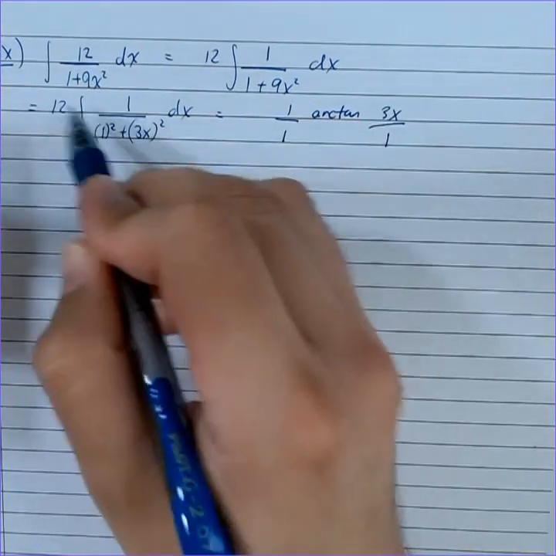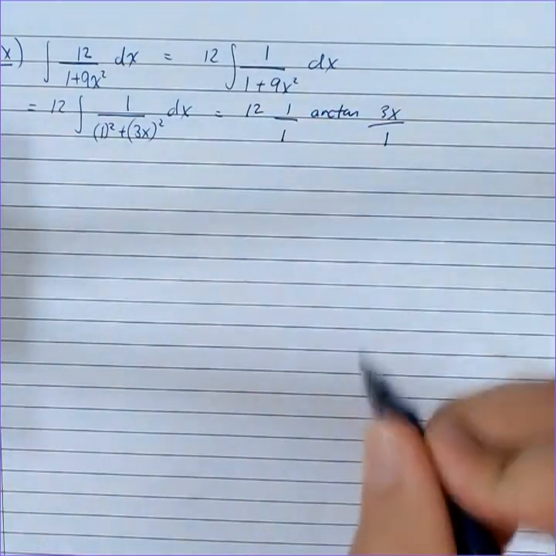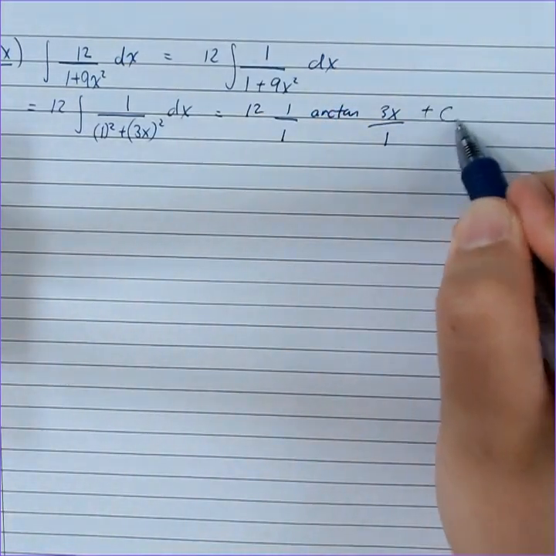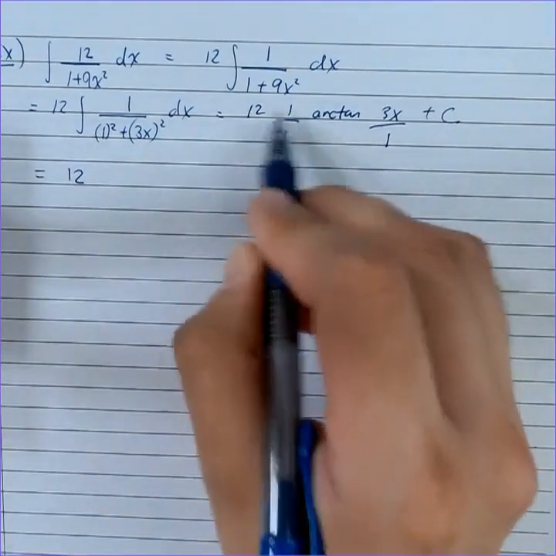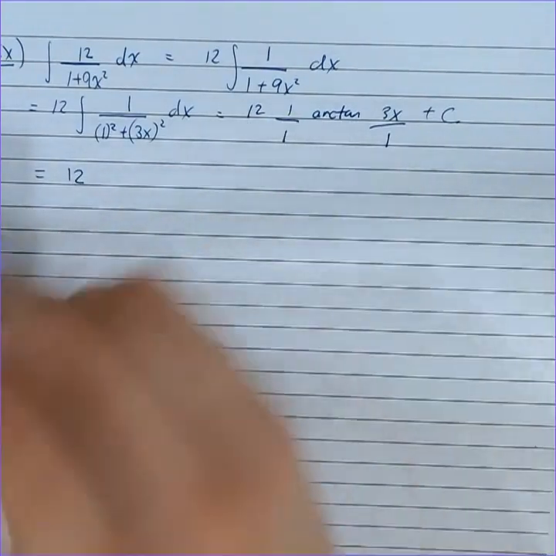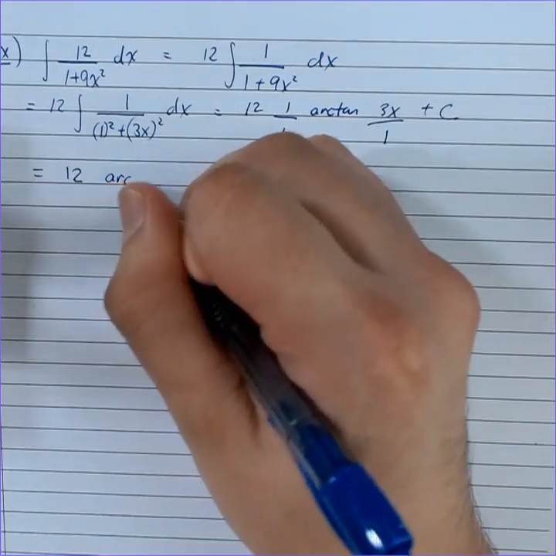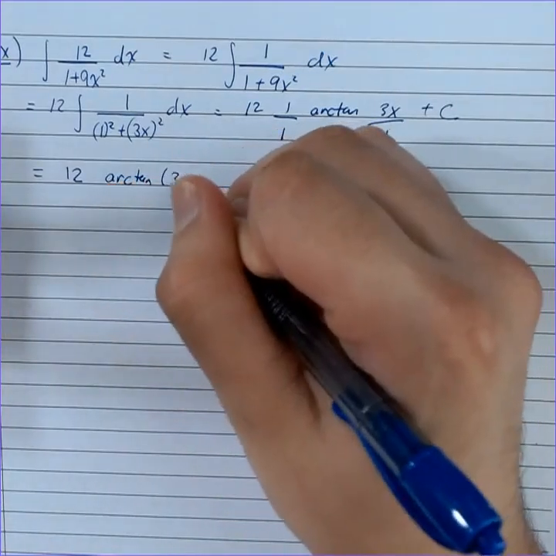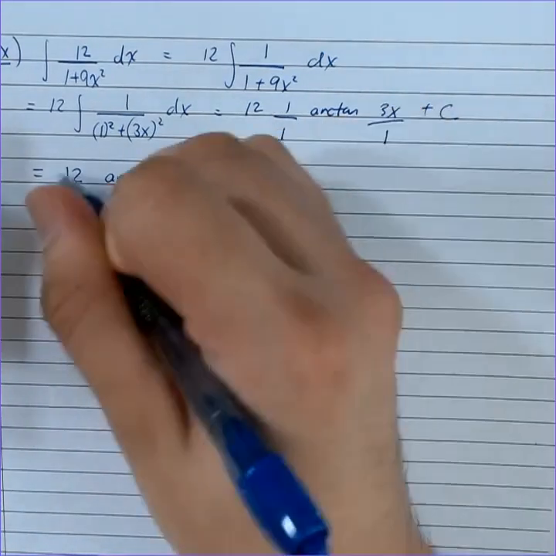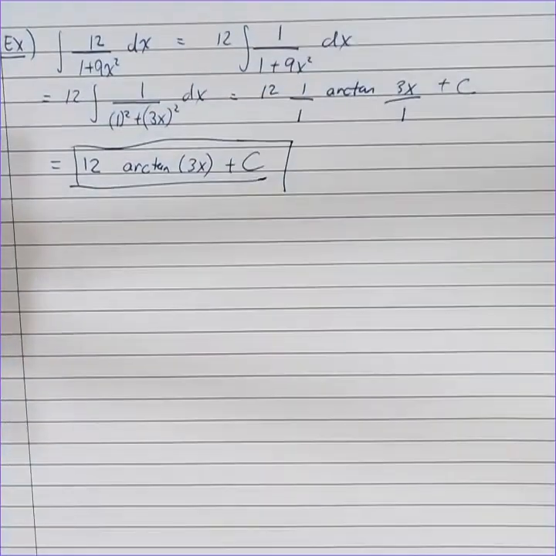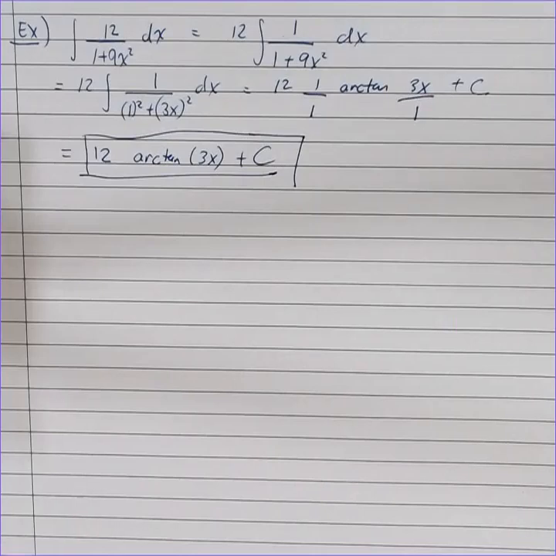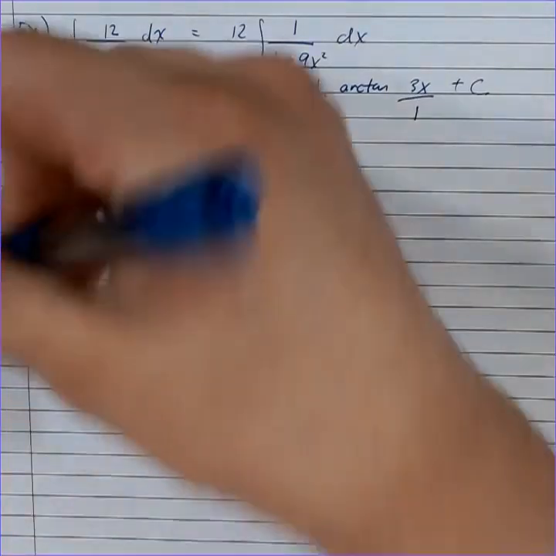Don't forget that whole thing's being multiplied by 12. And since you're integrating, we get a constant of integration. So in the end, our answer is going to be 12. That's 1, so we don't worry about that. 12 arctangent of 3x plus some constant of integration. And that makes us happy. Let's take a look at the next example.